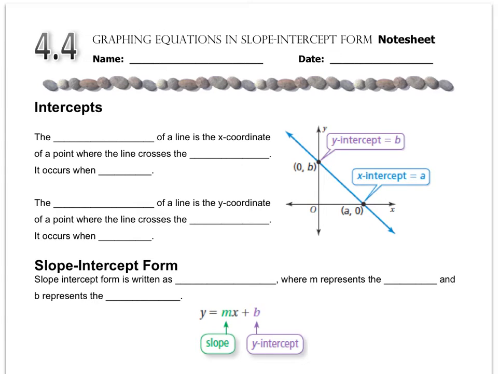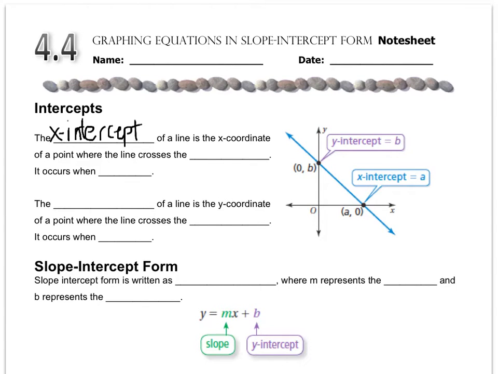In the last lesson, we looked at equations and lines that went through the origin, but not all, and probably most of lines, don't go through the origin. They have these things called intercepts. And there are two intercepts. One is the x-intercept. And the x-intercept of a line is the x-coordinate of a point where the line crosses the x-axis.